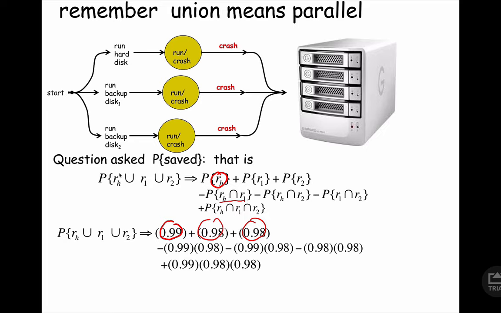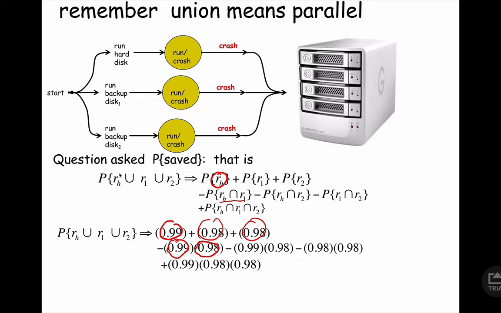Again, these run independently. They crash independently. So we're going to make use of that rule that says the product of the ANDing of two events that are independent is just the product of the individuals. So here we see the product of the probability of run with the probability of run for the hard drive and the first backup. Okay?